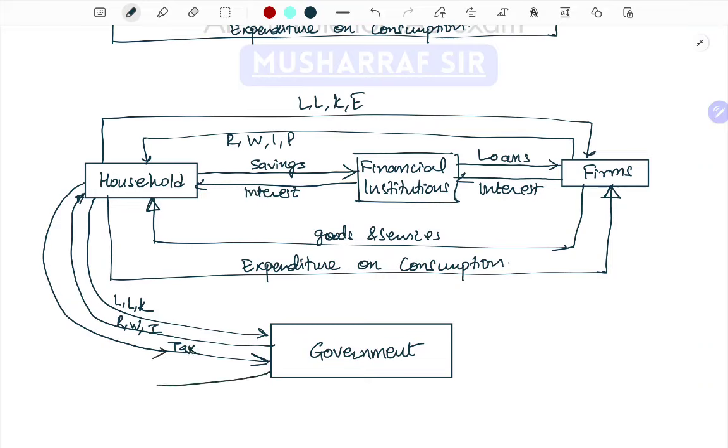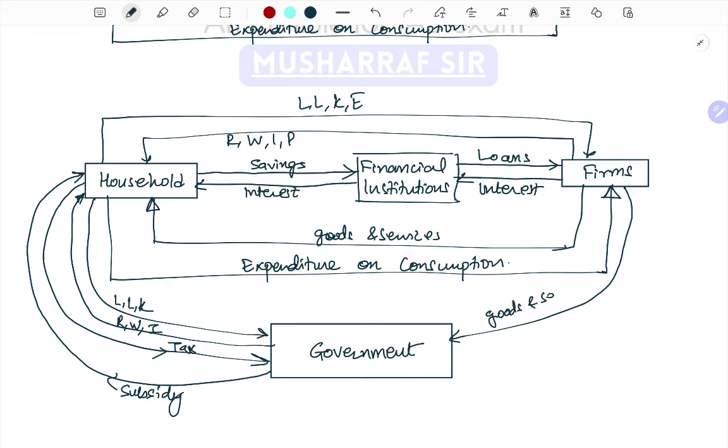And government can also be providing subsidies to the household, right? Subsidy. Now similarly here also, these firms may be providing goods and services to government, and the government will be doing consumption expenditure, right? So government will be doing expenditure on these particular goods and services.